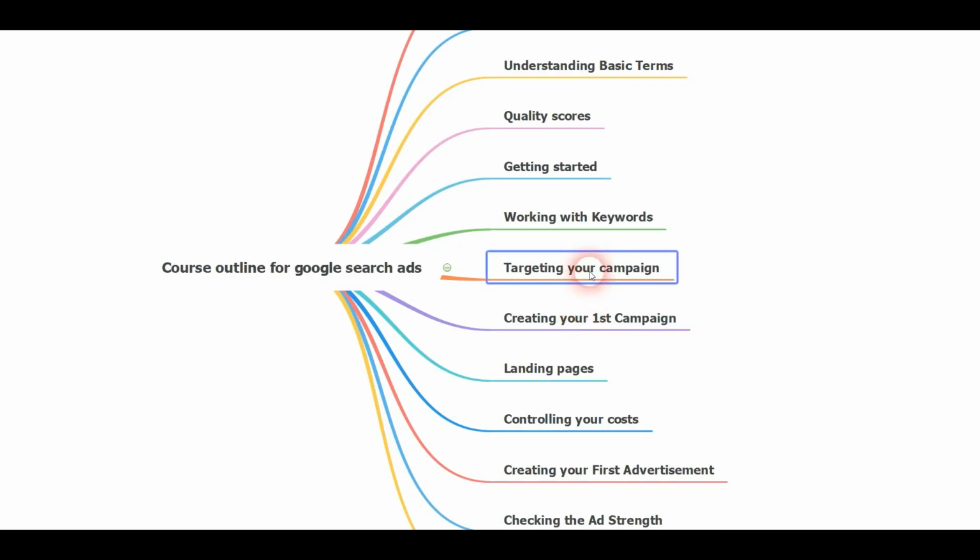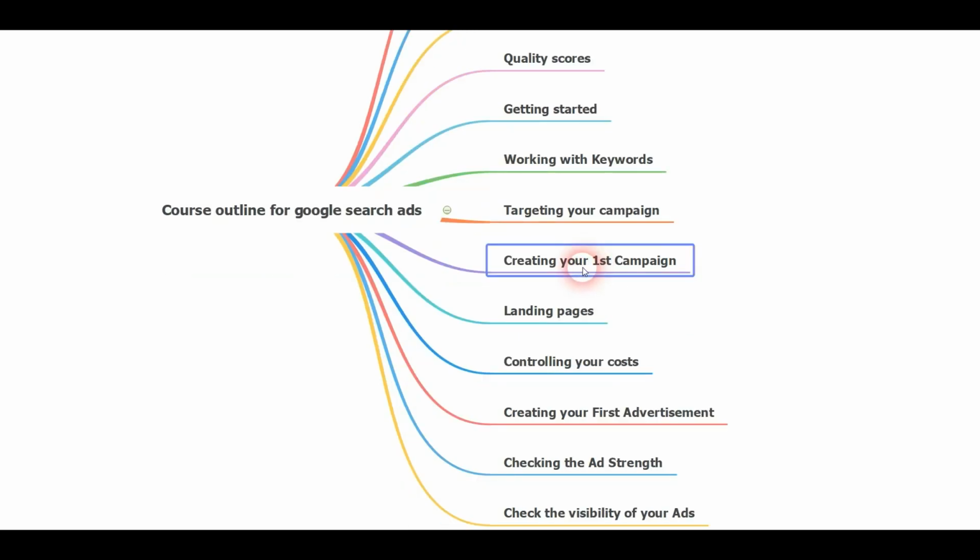Then we'll be learning how to target our campaigns geographically, according to language and according to technology. Then we will be starting with creating our first campaign, right? We'll be selecting the correct campaign type, we'll be deciding on the bids, then we will be creating our own ad extension for the campaigns and we'll be finalizing it.